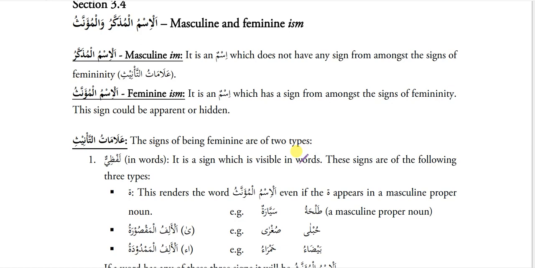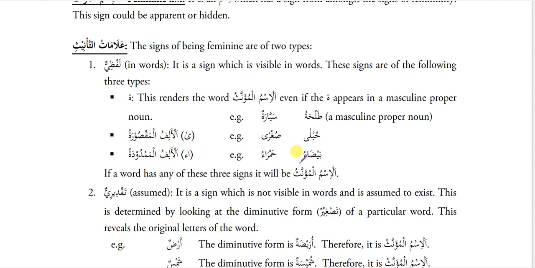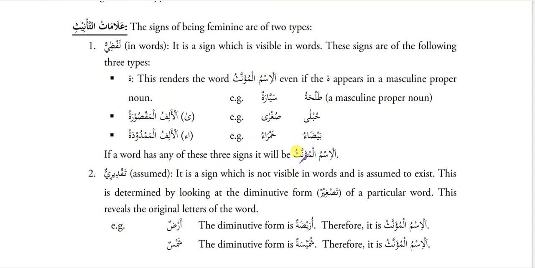Al-ismul muannas is an ism which has a sign from amongst the signs of femininity. This sign could be apparent or hidden. Alamatut tanis, the sign of the ism. The signs of being feminine are of 2 types. Lafziyun means it is present in the word itself. It is a sign which is visible in the word. These signs are of the following 3 types.